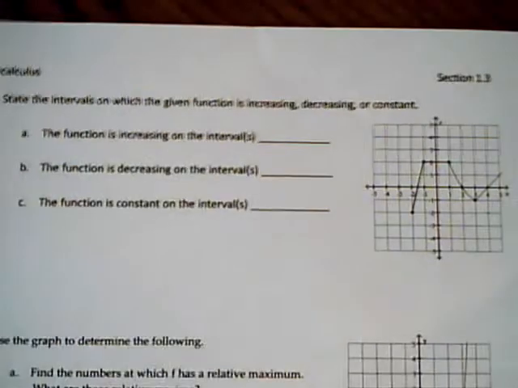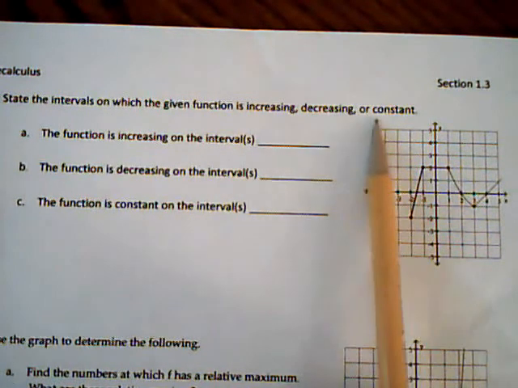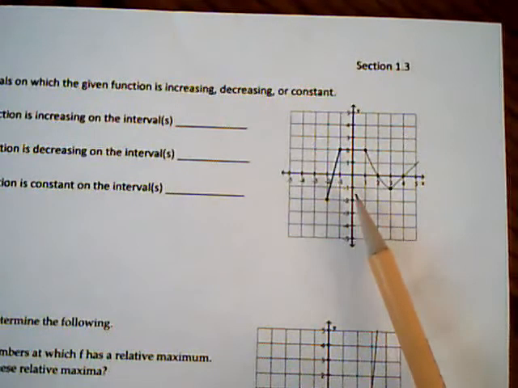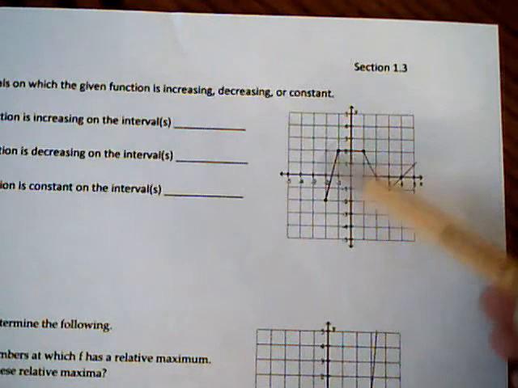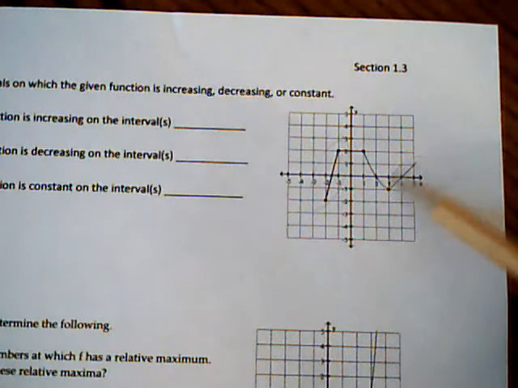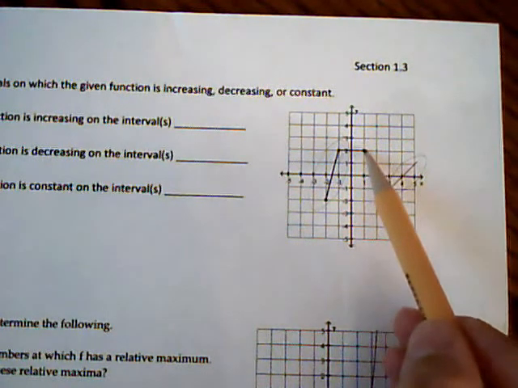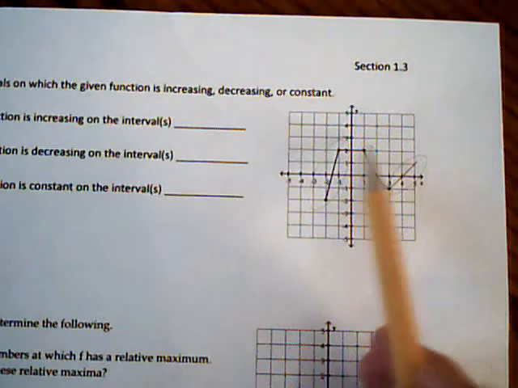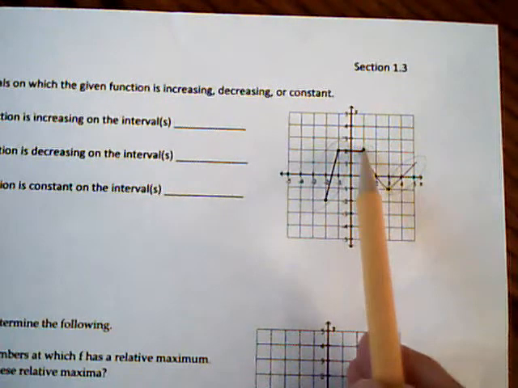Section 1.3, we're going to talk about the behavior of graphs as far as increasing, decreasing, or constant. As I look at the graph I have here to the right, an interval that would be increasing would be one that I would see going up from the left to the right. So I have an interval of increasing here, an interval of increasing here. A decreasing interval would be one that would be going down to the right. So I have one interval where my graph is decreasing, and then a constant interval, of course, would be where that function just stays horizontal.